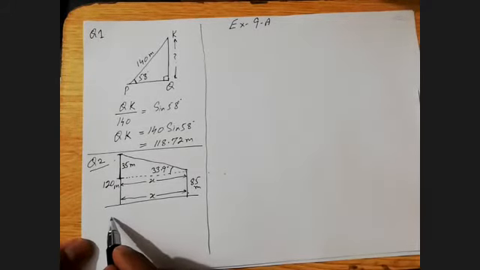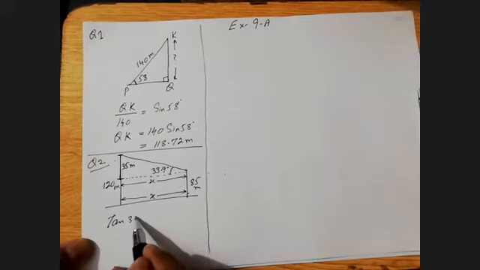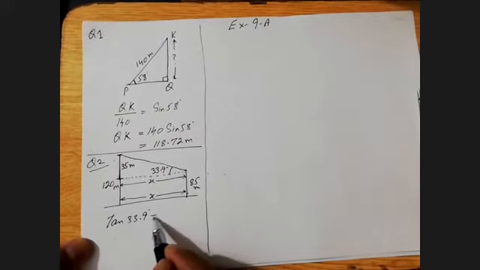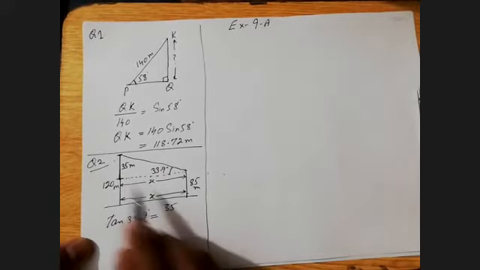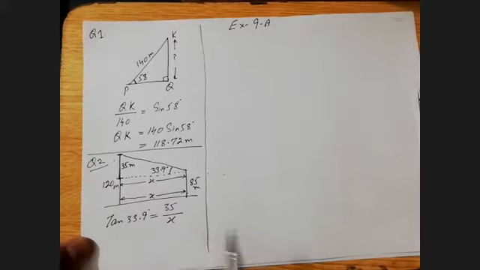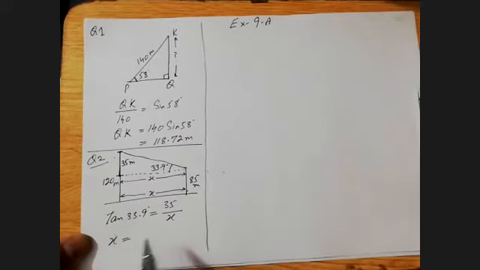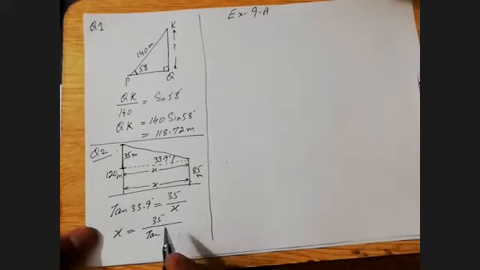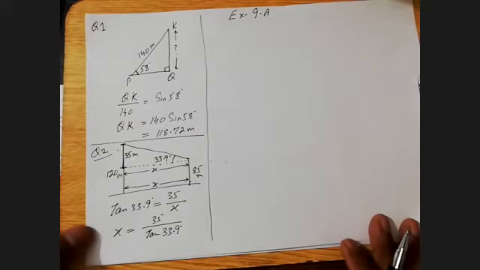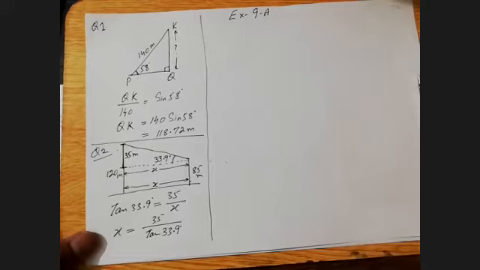So here we are going to apply tangent. Tangent is perpendicular over base. Tangent 33.9 degree is equal to perpendicular, meaning opposite over adjacent. So from here, X is equal to 35 tangent 33.9 degree. Okay, so the answer is 52.1 meter. Very good, bacha.